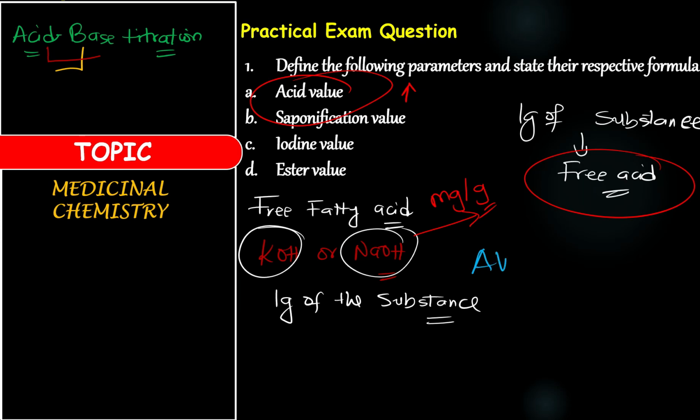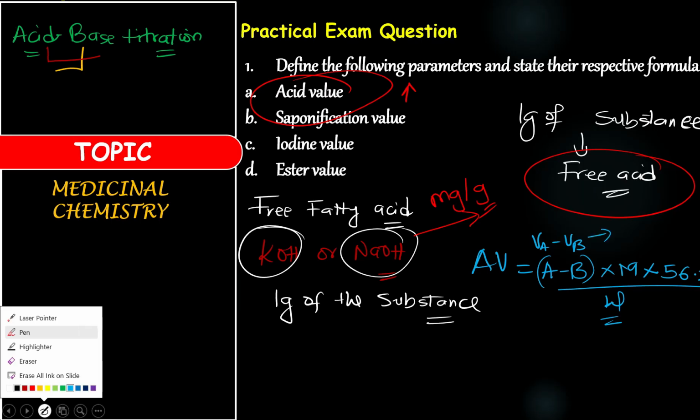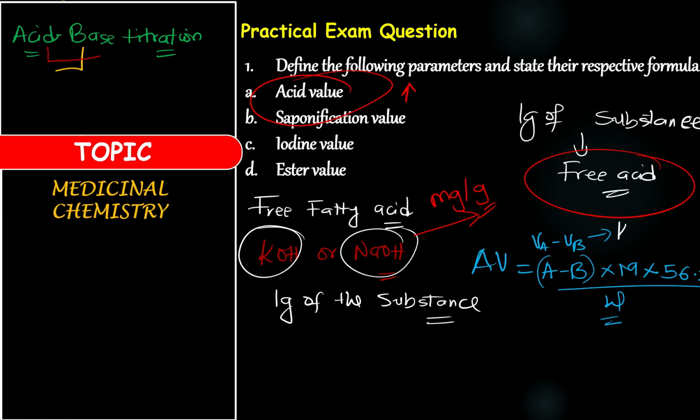Acid value, represented with AV, is equal to (A minus B). Now you must state your parameter times molarity times 56.1 divided by the molecular weight, where A minus B are volumes, so you can say VA minus VB. Volume of what? The volume of either KOH or sodium hydroxide used.